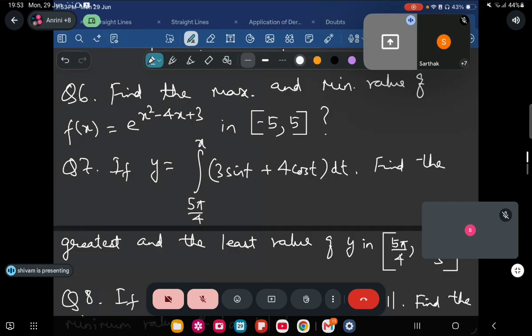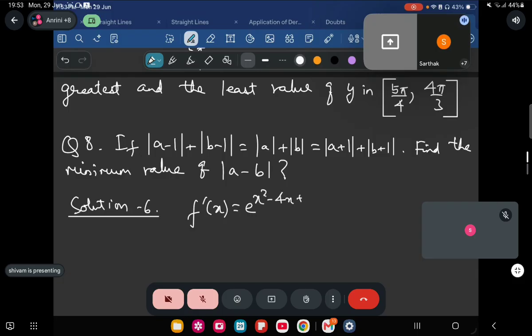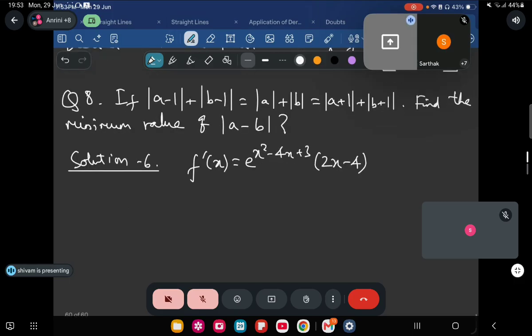So, Sarthak, what do we need to do? We need to differentiate, right? To understand what is happening between -5 and 5, right? So, Sarthak, what is f dash x? It is e to the power x square minus 4x plus 3, into 2x minus 4. So we need to see what is the sign change, where it is increasing, decreasing, right? At what value of x will we get a critical point? So 2.